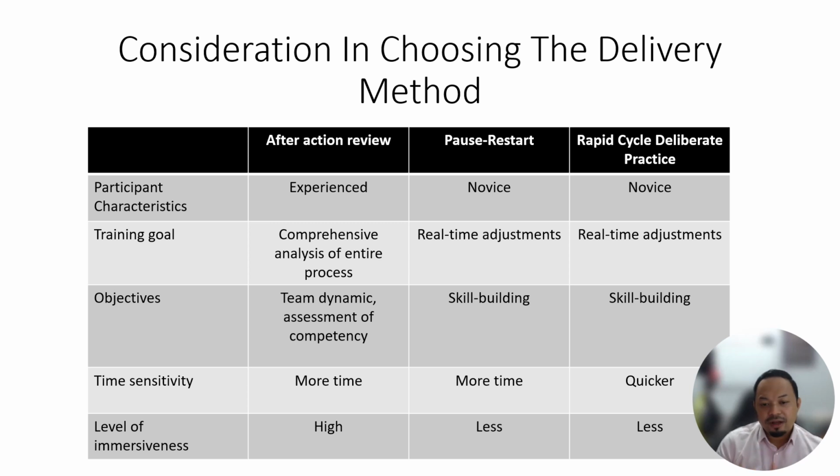And in terms of level of immersiveness, if you aim for high immersiveness, and you know that in simulation you must have a high immersiveness, then you go for after action review, because you don't interrupt. The moment you interrupt the session, the immersiveness will go down. But if you think that your participants still require a lot of coaching for psychomotor skills, despite the immersiveness, then you can go for pause restart or rapid cycle deliberate practice.